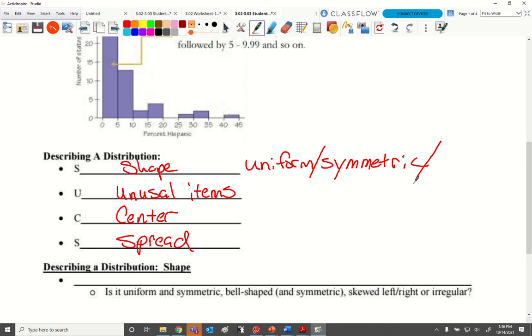So there's another one that we could say, is it a bell? So a bell shape would be, you know, here's a bell shape right here. So if I'm looking at this, it would look like this. And then the last one is skew. And I will talk about skew here in a little bit. Next one is unusual items.